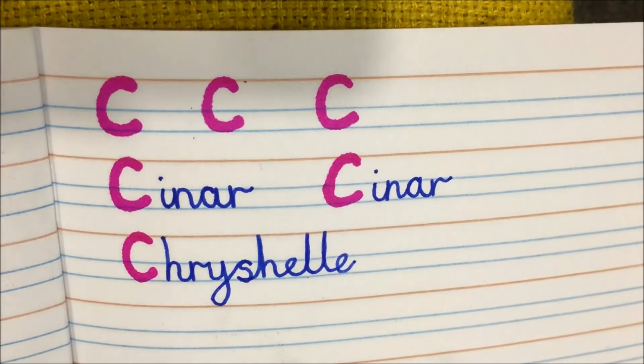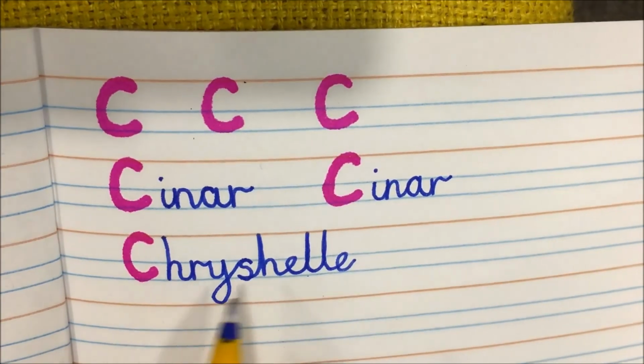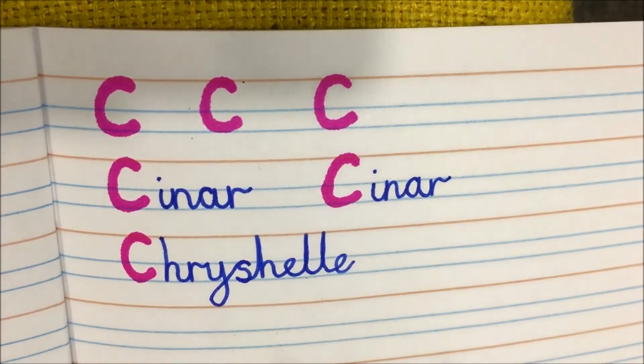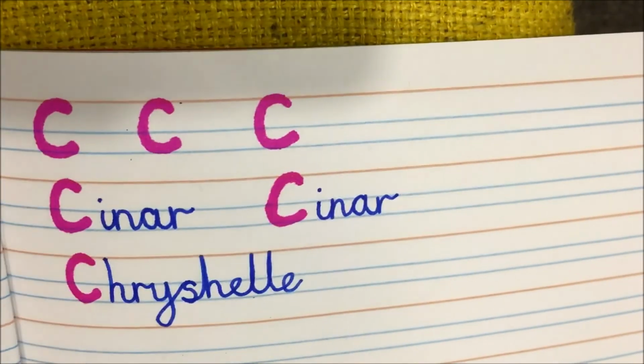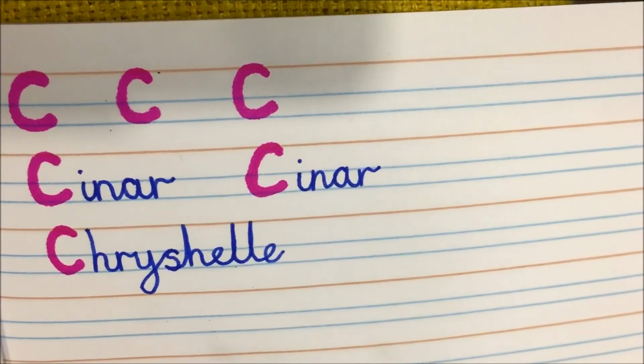Chriselle, how many ascenders have we got? Got 1, 2, 3, 4. How many descenders? 1, which is the Y. I think we need to watch again, as that's a long word. Watch, or if you're confident, do it in the air with me.